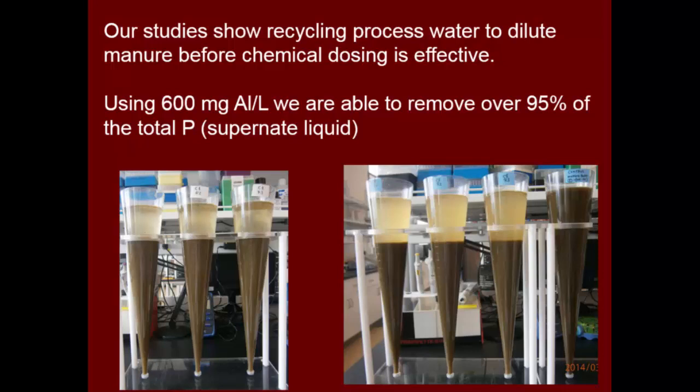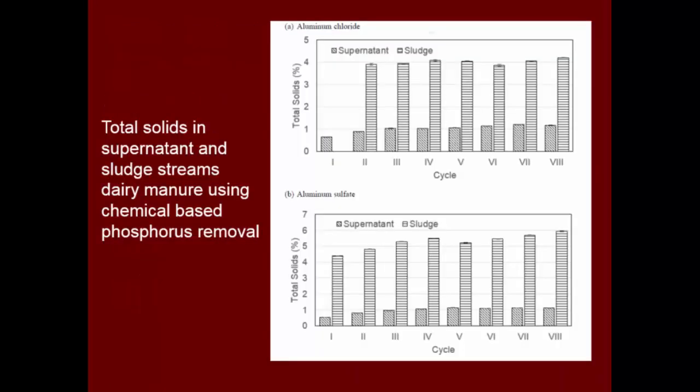So we did all sorts of tests. This is our very first test, and then we take the supernatant and dilute the next batch. This is our 8th trial. This is a control, which does not have any chemical at all. You see, there is no separation or supernatant to speak of. When we used 600 milligrams of aluminum per liter in our dosage, we were able to get about 50% of very good supernatant material to use.